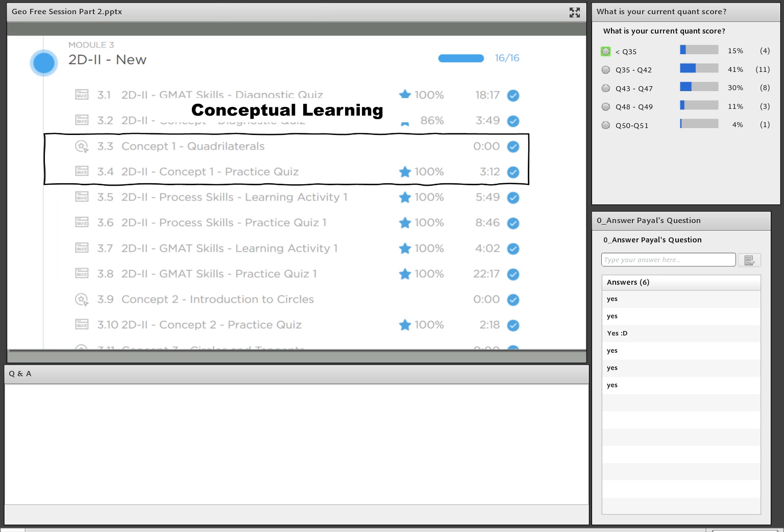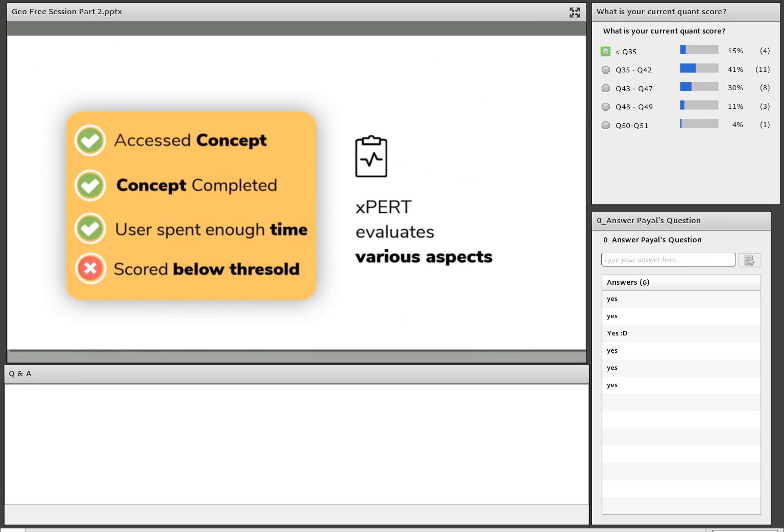And it looks at 4 questions. I'm going to talk about those 4 questions. So I'm going to focus on just these activities over here, concept 1, quadrilaterals. So it looks at whether you've accessed that concept, whether you finished the concept, which means you've gone through it.